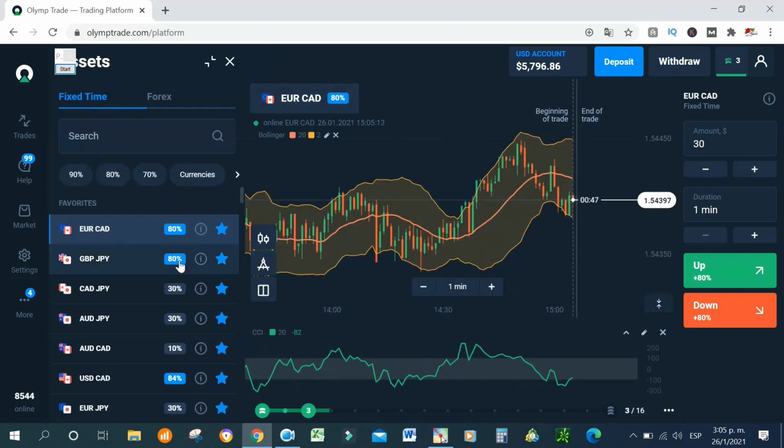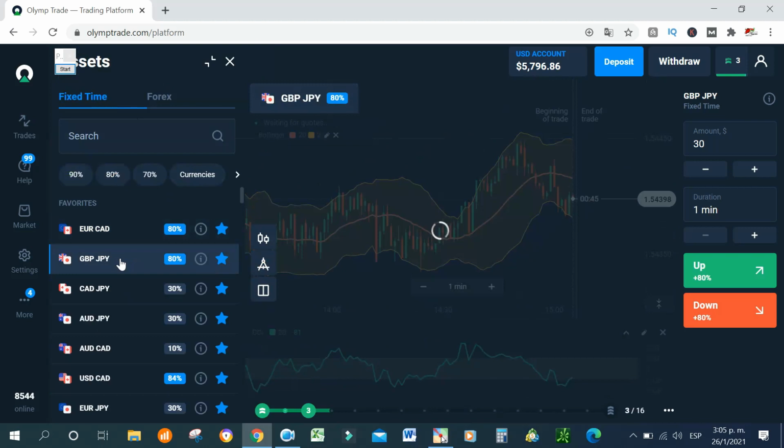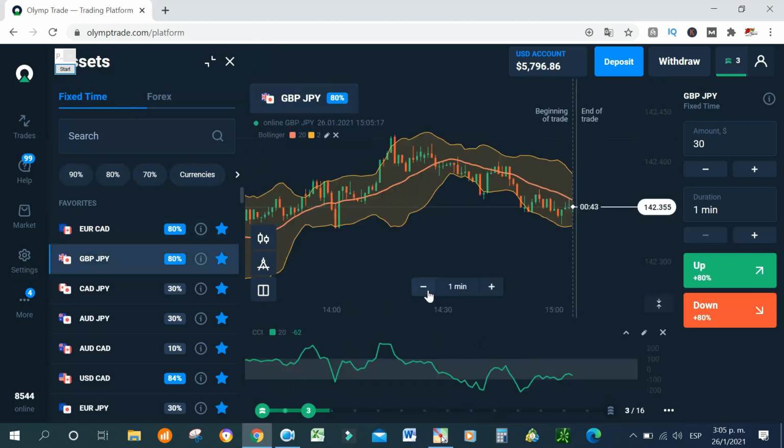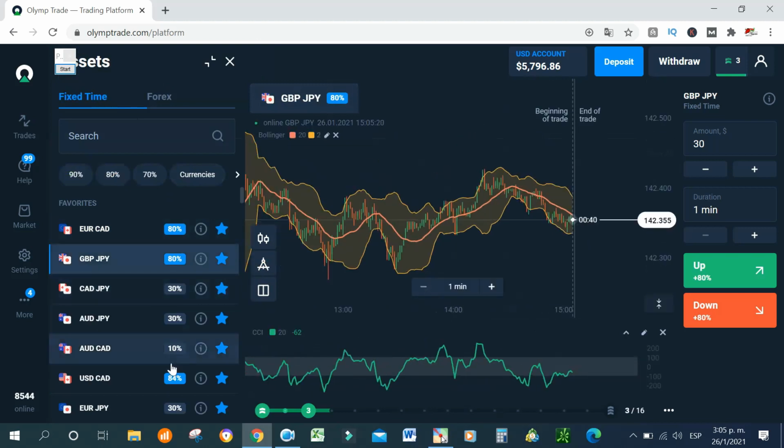Let me check another pair. Let me see what the price is doing on other pairs. Remember to trade only the pairs that offer 80% or more.